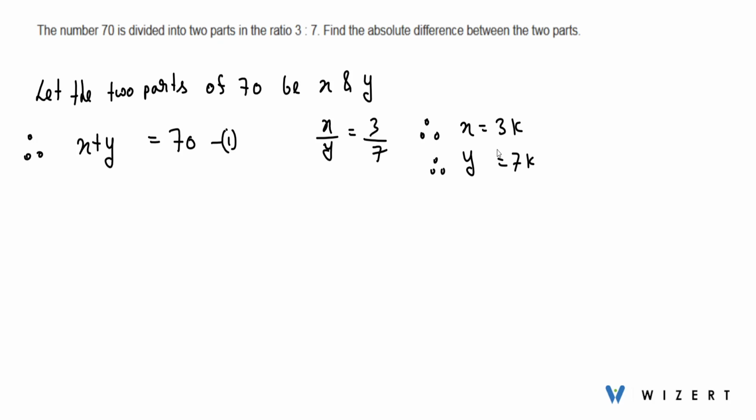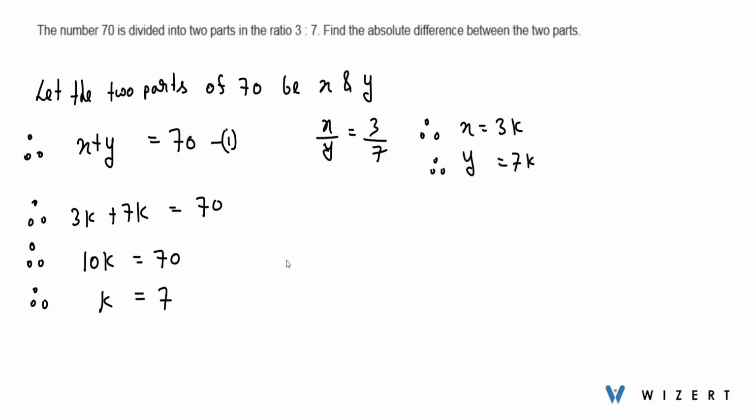Now substitute the values of x and y in equation number 1. So we will have 3k plus 7k equals 70. That is 10k will be equal to 70. Now in order to get the value of k, divide both sides of the equality by 10. So 70 upon 10 will be equal to 7. So the value of k is 7.